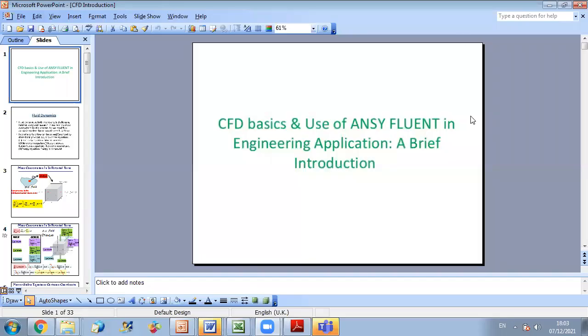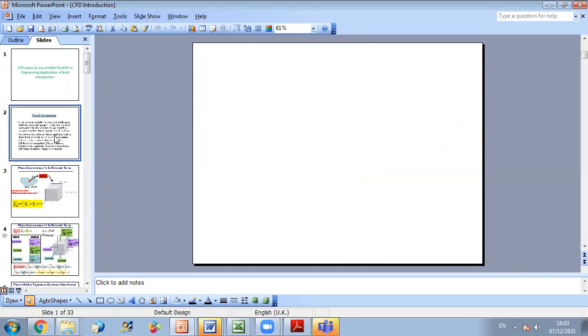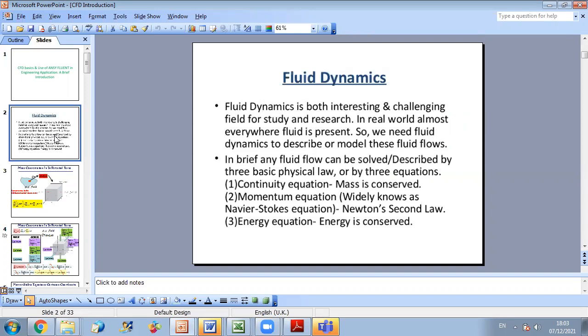Okay, so in this session, we will introduce CFD basics and the use of ANSYS Fluent in engineering application. You already have taken fluid dynamics as a core course in mechanical engineering, and you know that fluid dynamics is an interesting and challenging field for study and research. And in real world, almost everywhere fluid is present. So we need fluid dynamics to describe or model any flow.